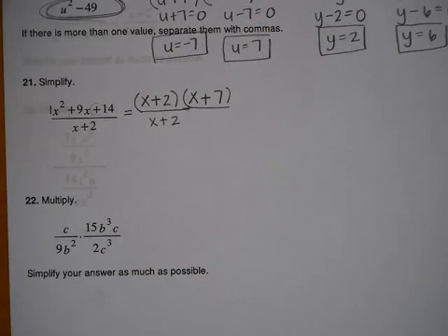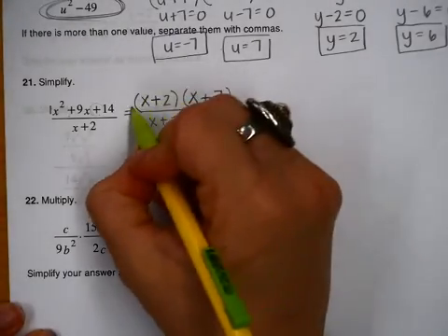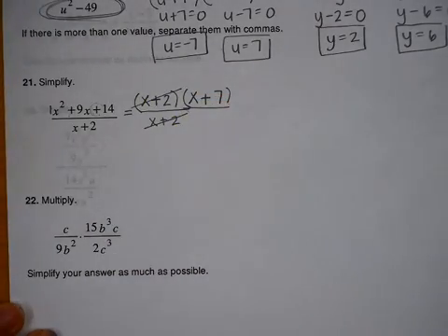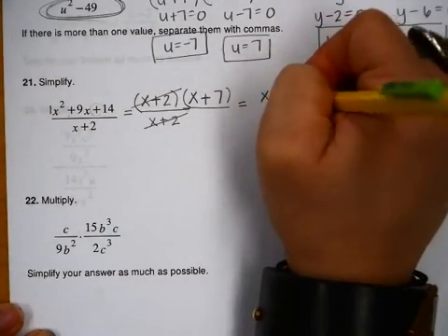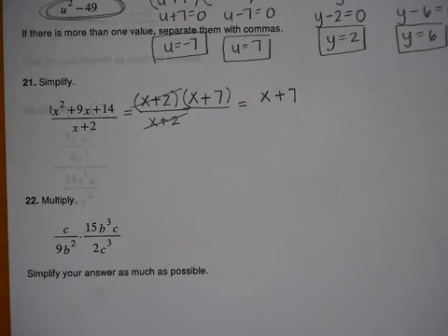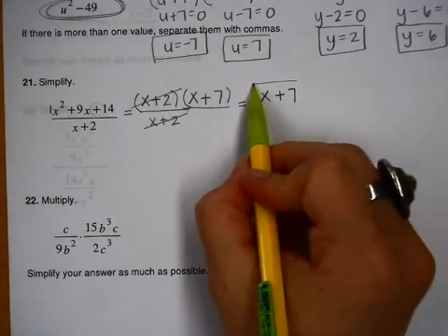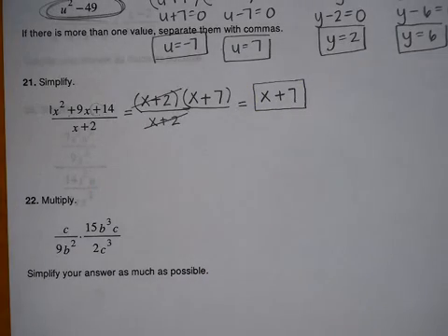Alright, and then what do you notice? What happens here? We have an x plus 2 on the top, and we also have an x plus 2 on the bottom, and so they cancel. The only thing we're left with on number 21 is x plus 7. So that is your final answer, x plus 7. Questions on 21?